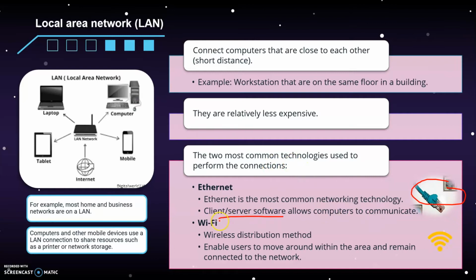So another example would be the Wi-Fi, okay. So Wi-Fi uses radio waves, okay, to allow two devices to communicate with one another. And the technology is most commonly used to connect internet routers to devices like computers, okay, tablets, and phones, okay. It enables users to move around when we use Wi-Fi, okay, within the area and remain connected to the network.